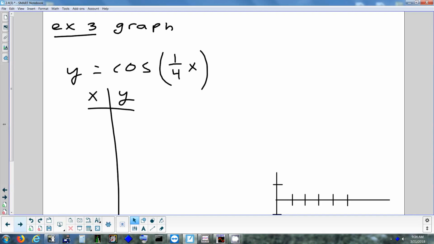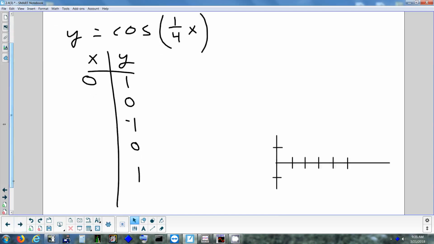What values stay the same? Yep, the y's. Unfortunately, y's are super easy to work with. 1, 0, negative 1, 0, 1. Make sure you copy the y's from the cosine table, not the sine table. If you get them from the sine table, you just lost half the points. Okay, first x value, Ethan, is always 0. So now we know where we start. We have to figure out where we stop.